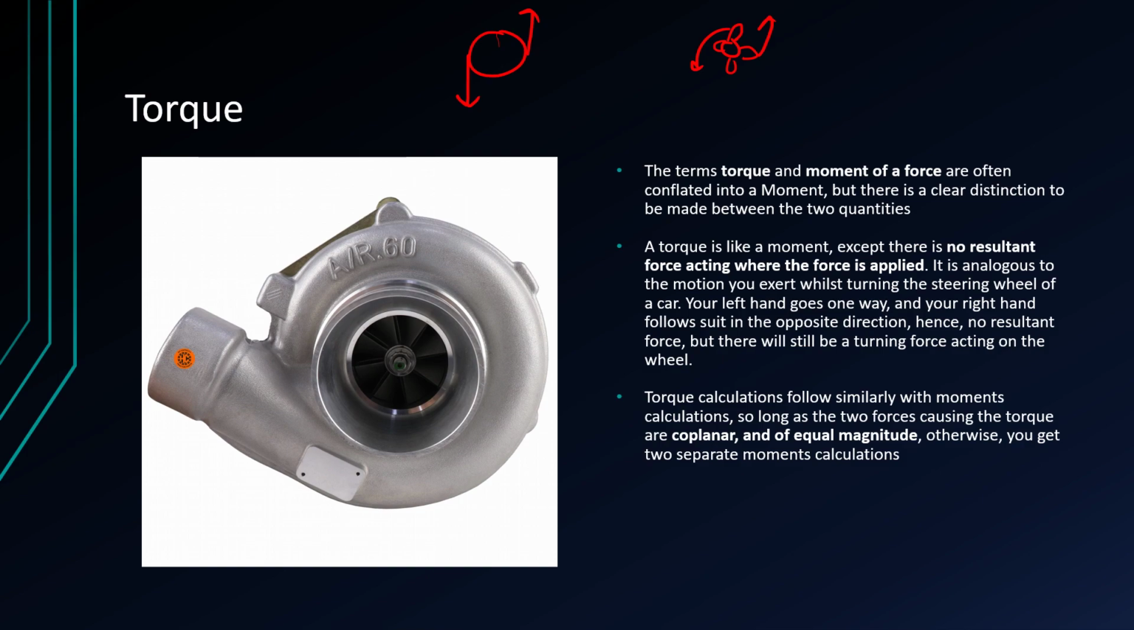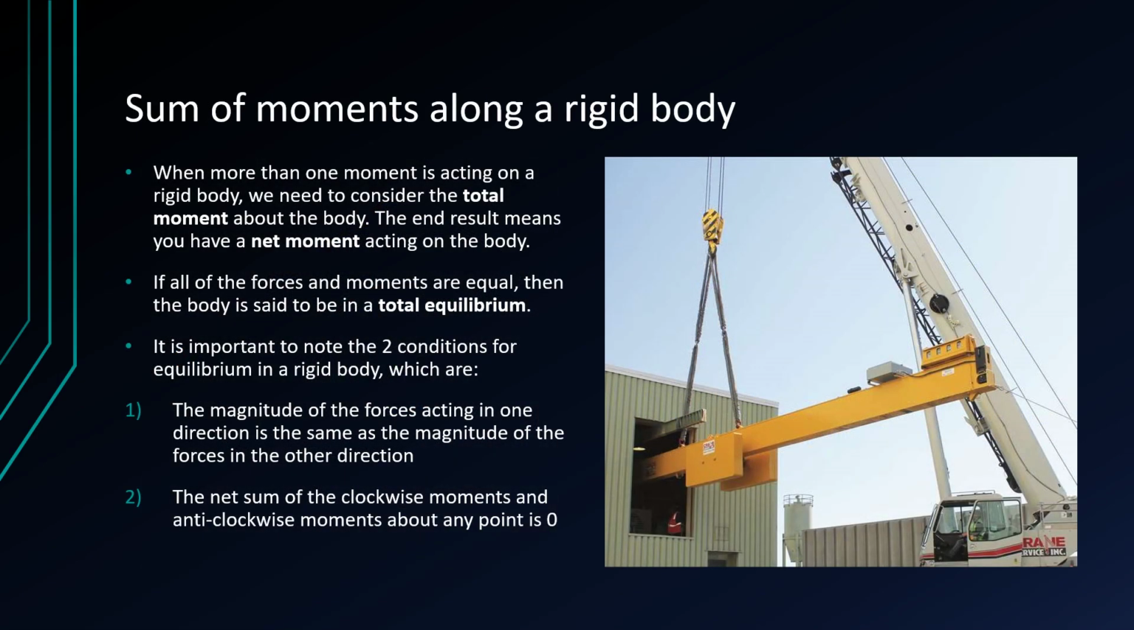For rigid bodies, however, if we want them to be in what's known as total equilibrium, this is what we have to do. If it's in total equilibrium, then the first thing that has to be true is the magnitude of the forces acting in one direction is the same as the magnitude of the forces acting in the other direction. So essentially, this is similar to forces up equals forces down from circular motion, but just represented in terms of rigid bodies. The second thing that has to be true is that the net sum of the clockwise moments and anti-clockwise moments about any point is 0.